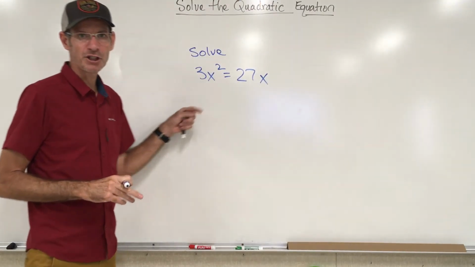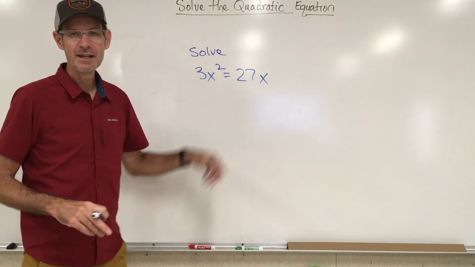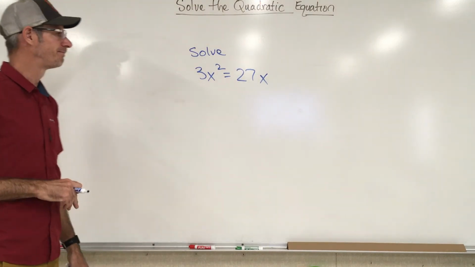All right, so now it's your turn. You're going to solve 3x squared equals 27x. The video will pause, ask you a question. On your mark, get set, go.